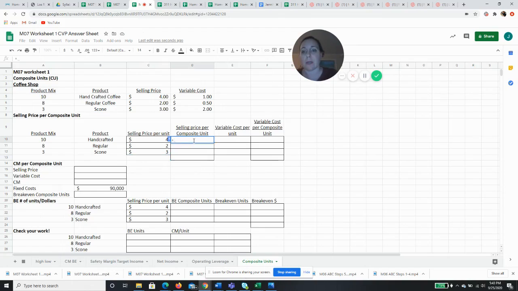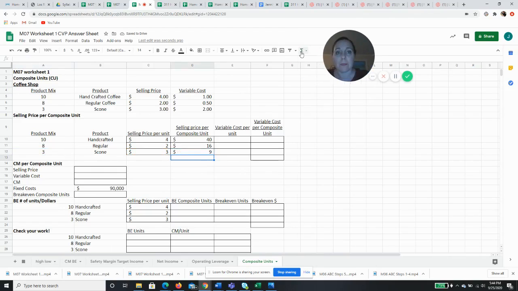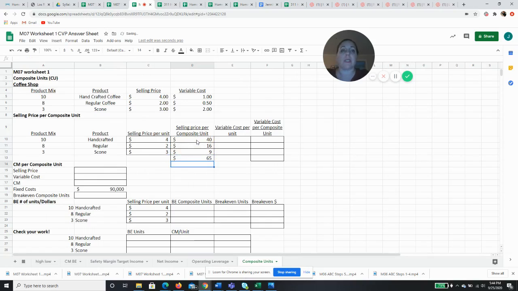it's going to be our selling price for handcrafted coffee times the number of handcrafted coffees in our composite unit, in this case 10, plus selling price for regular coffee times the number of coffees in our composite unit, which is 8, plus the selling price for a scone times the number of scones in our composite unit, which is 3. And so when we add that up, the selling price for one composite unit is going to be $65.